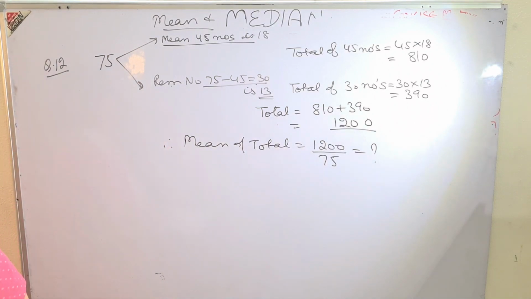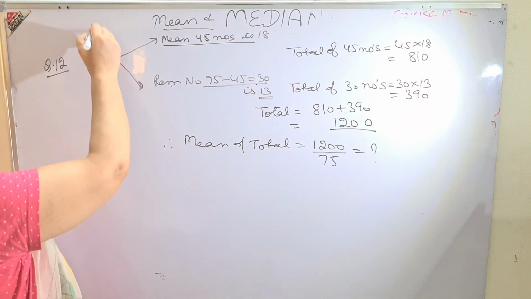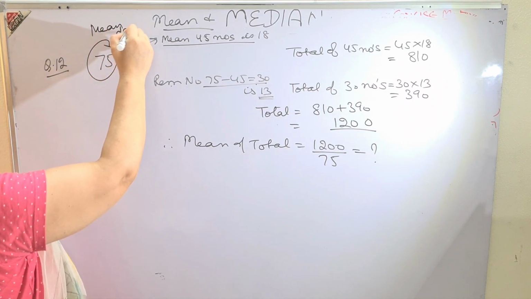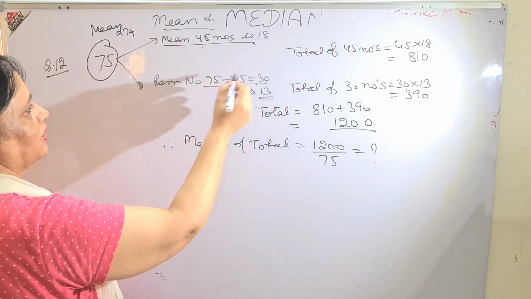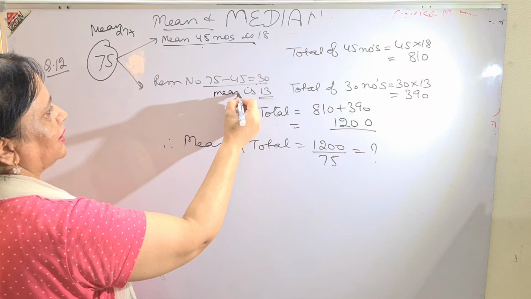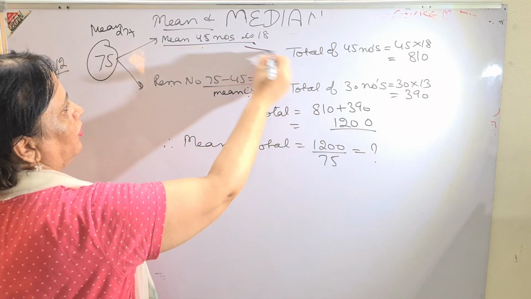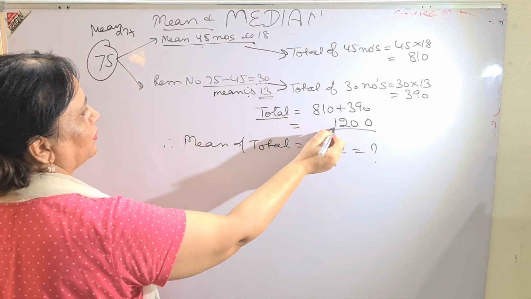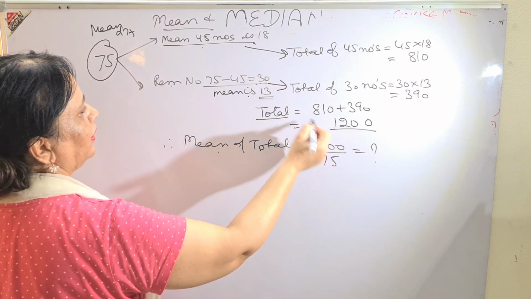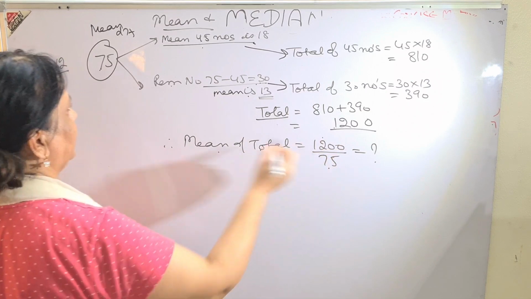So first I found the total of 45 numbers, then I found the total of the remaining 30 numbers, and then I found the total of 75 numbers, because the question was to find the mean of 75 numbers. Out of 75, for 45 the mean was 18, and for the remaining 75 minus 45, that is 30, the mean is 13. I got the total of both, 45 and 30, then I added them. This was my total. Mean will be total upon number. So this is your answer.